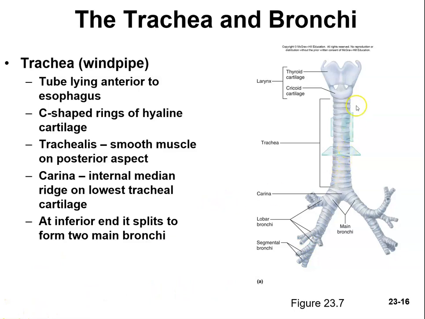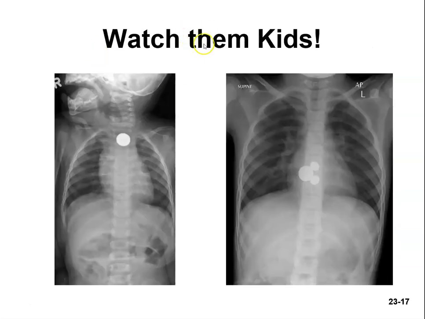All right, like I said, kids are notorious for swallowing objects. Usually it'll go down the esophagus, but there are times when it can go down into the trachea because, remember, their epiglottis hasn't fully developed. That's why kids choke a lot, so you have to be careful. But yeah, watch them kids.